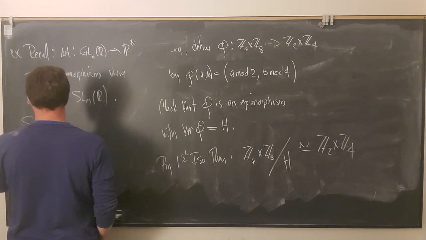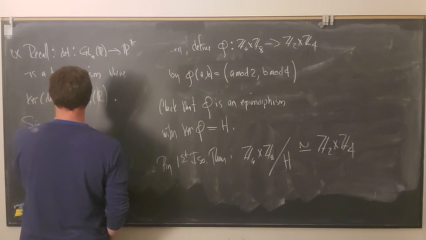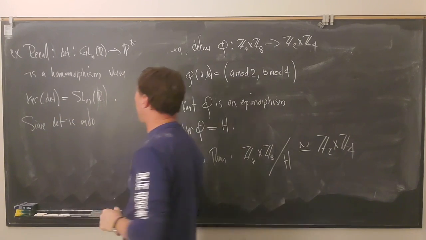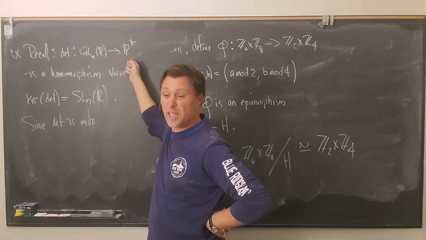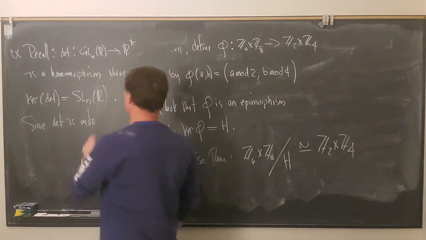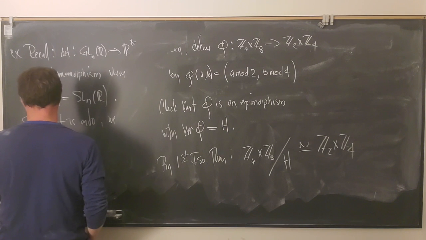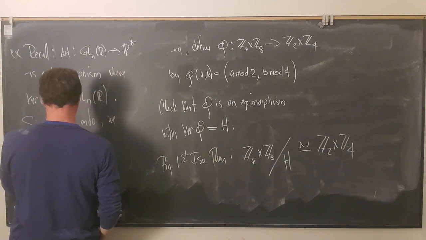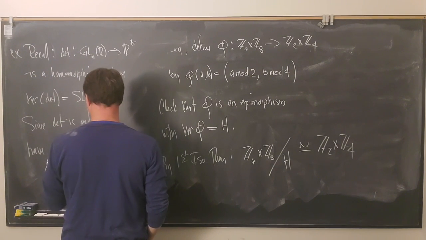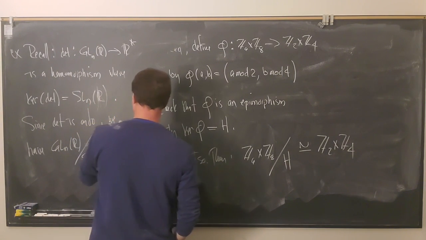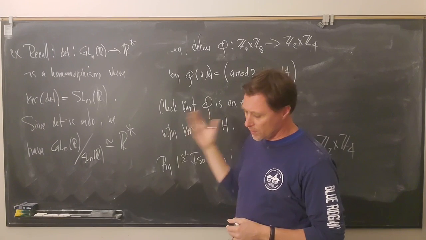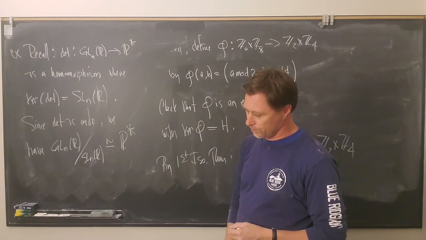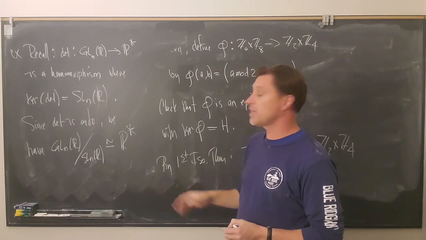Now, since the determinant is onto, that should be fairly obvious. Take any number here. I bet you could come up with an invertible n by n matrix whose determinant is equal to that particular number. So since the determinant is onto, we have that GL_n(R) mod the kernel, which is SL_n(R), is isomorphic to the multiplicative group of non-zero real numbers. So that's pretty fun. This is really fun. I think I'll leave it here for now, and we'll pick up with this idea in the next lecture.